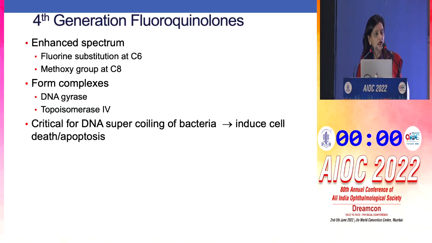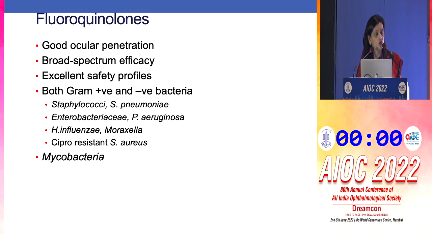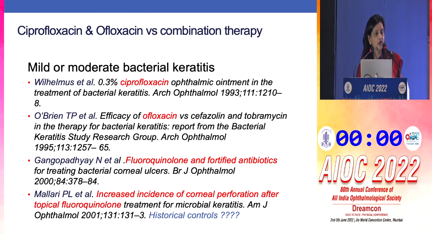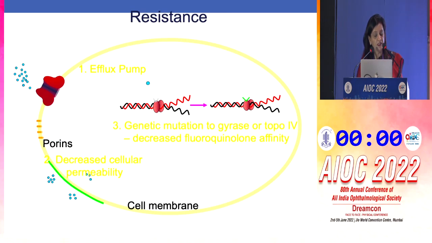And there are fourth generation fluoroquinolones which are available, and we still depend on them, although there is resistance which has been shown. And in mild to moderate bacterial keratitis, several of the randomized studies have compared fluoroquinolones with combination therapy. If the ulcer is mild, then you can get away with the fluoroquinolones. But if the ulcer is severe or is moderate, then you need to give combination therapy.